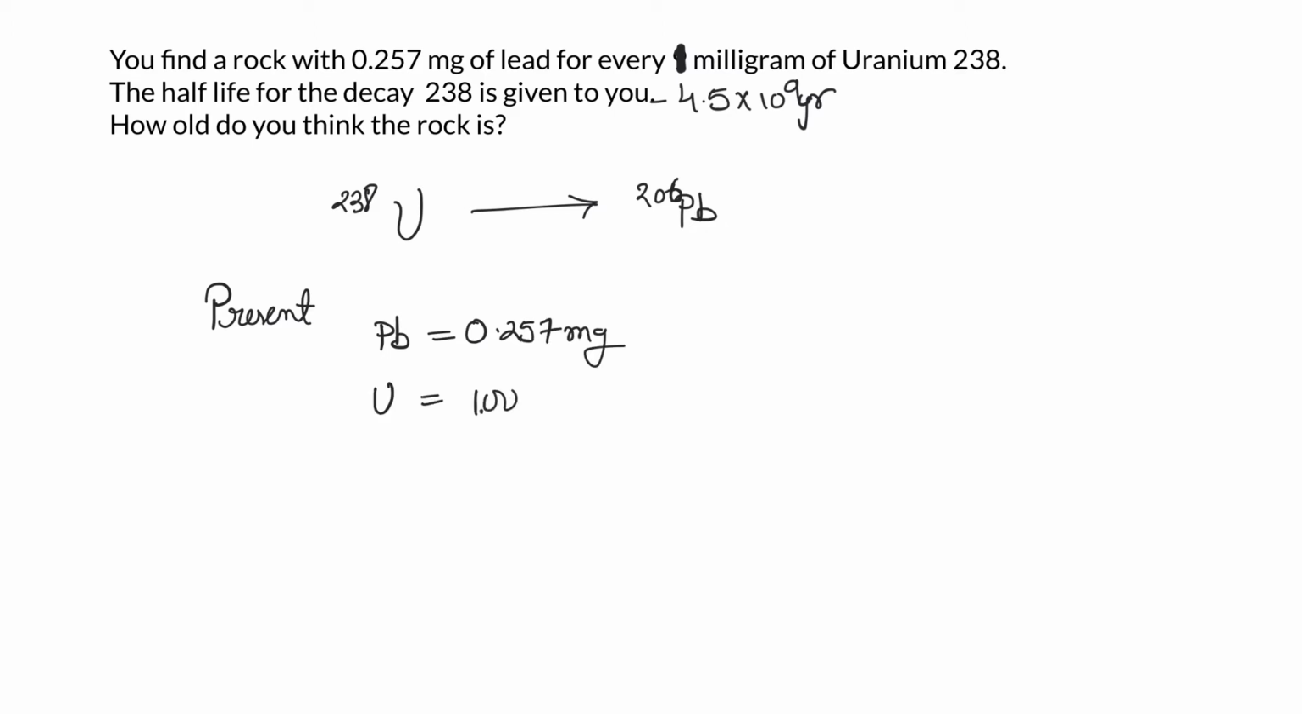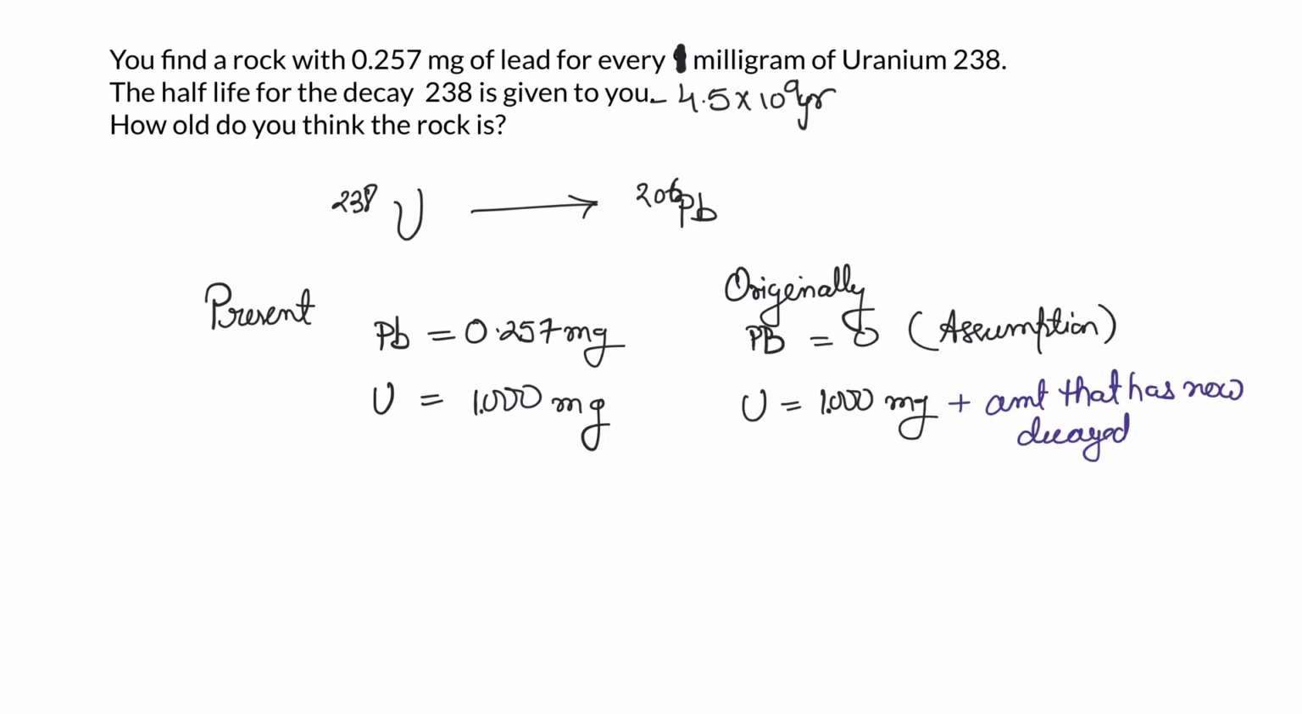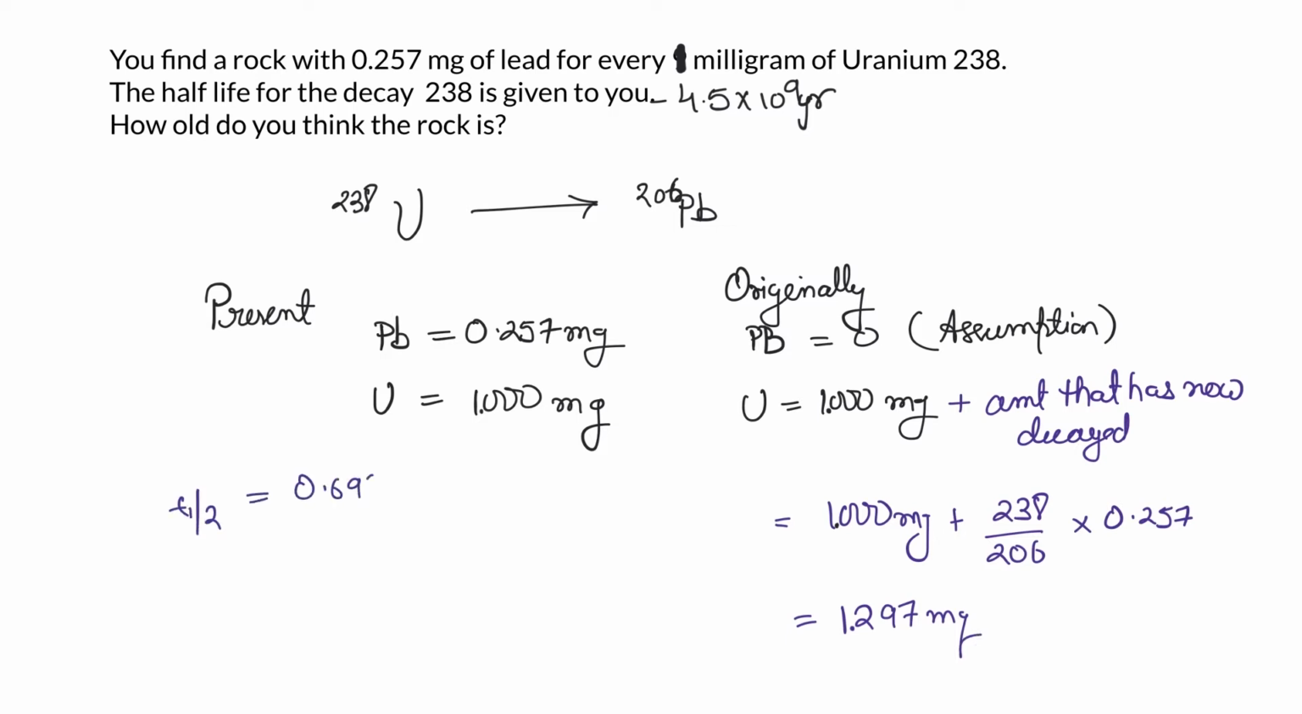So let's find out. Presently in the rock you have lead 0.257 mg and uranium 1.000 mg. Originally, we are assuming that there is no other source of lead, so lead was 0, but uranium was present as 1.000 plus the amount that has now decayed. Now we can't simply add 0.257 because the mass of uranium is more, so we make the ratio 238 upon 206, and we come out to have 1.297 mg.